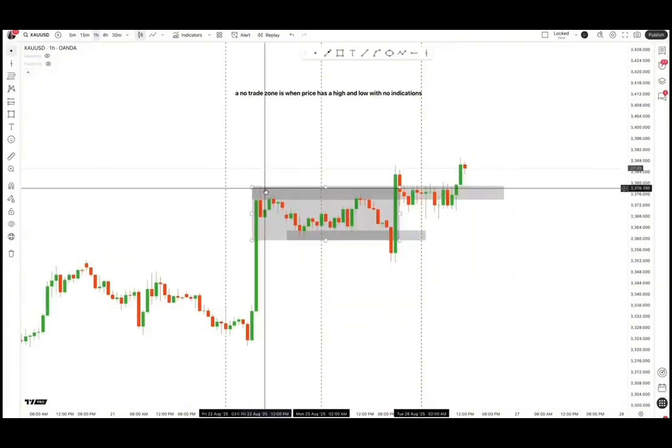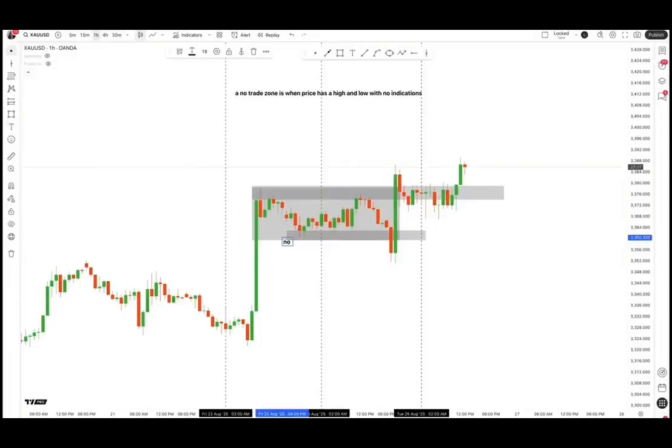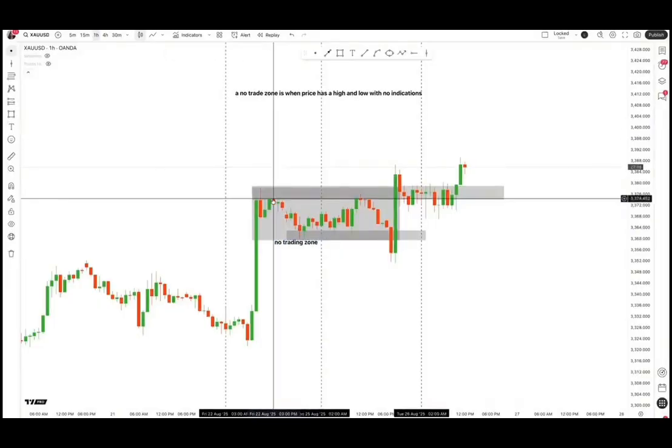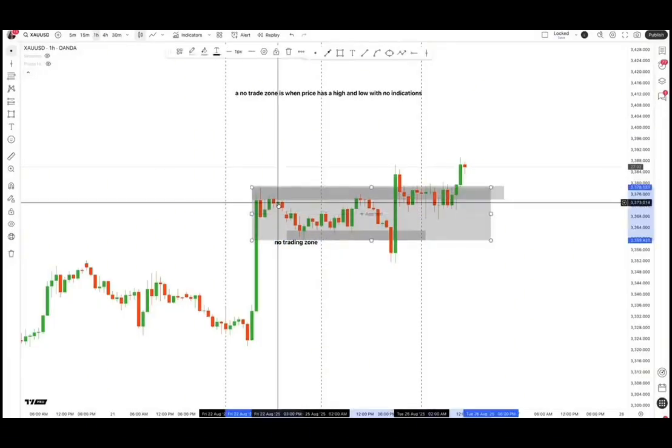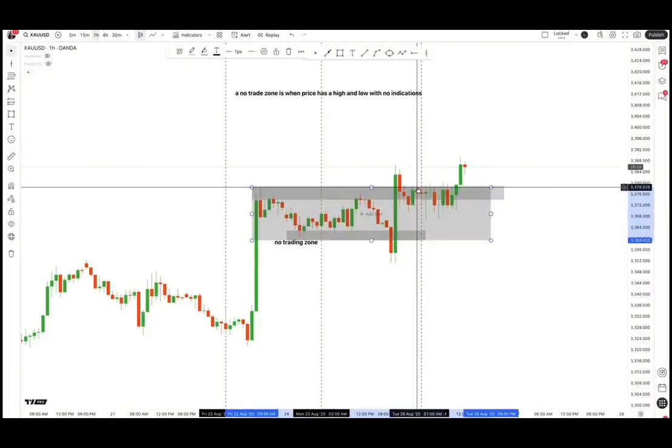Anyways, we are now in a no trade zone. Boom. That literally means no trading. So we don't trade in this zone. We can drag this all the way through. In between this high and this low, we never place a trade. With that being said, we have our first indication.